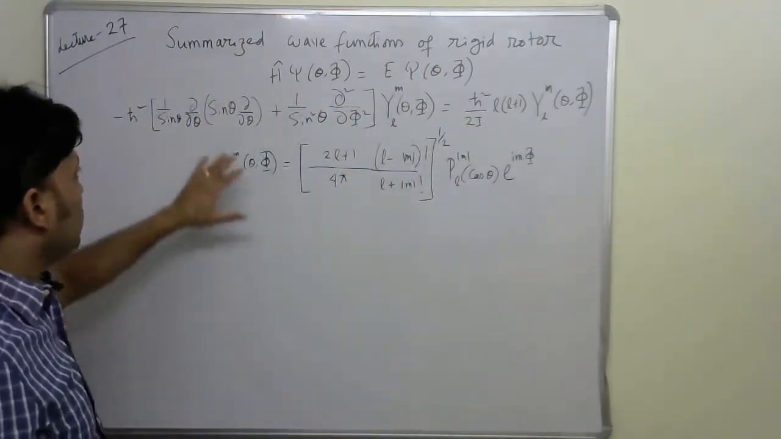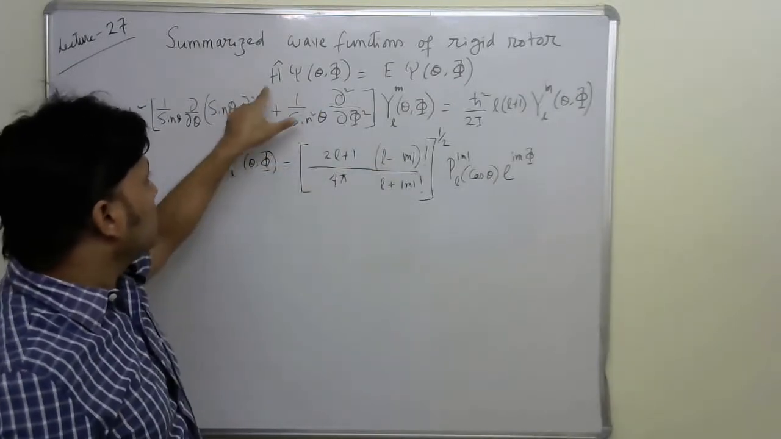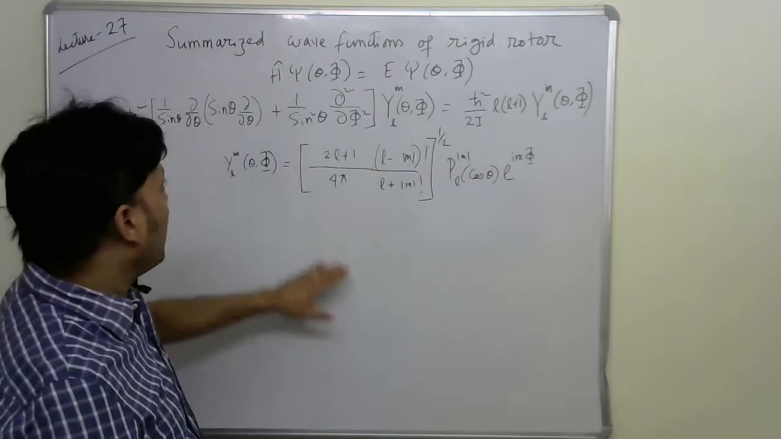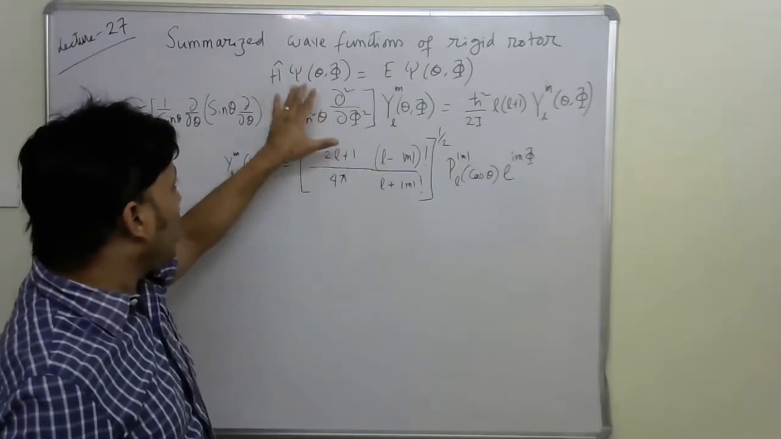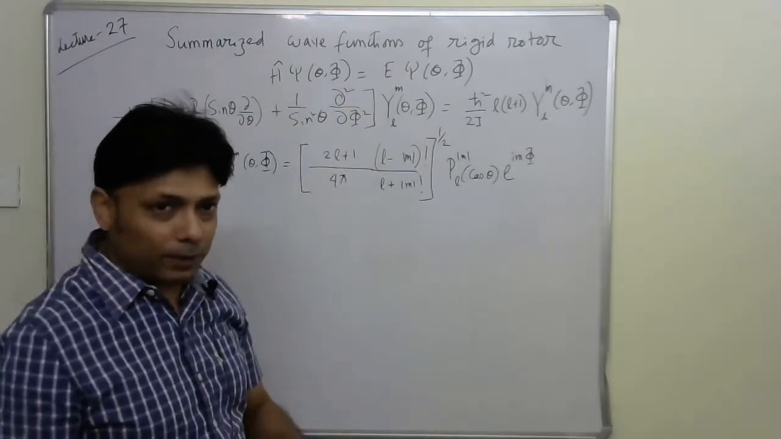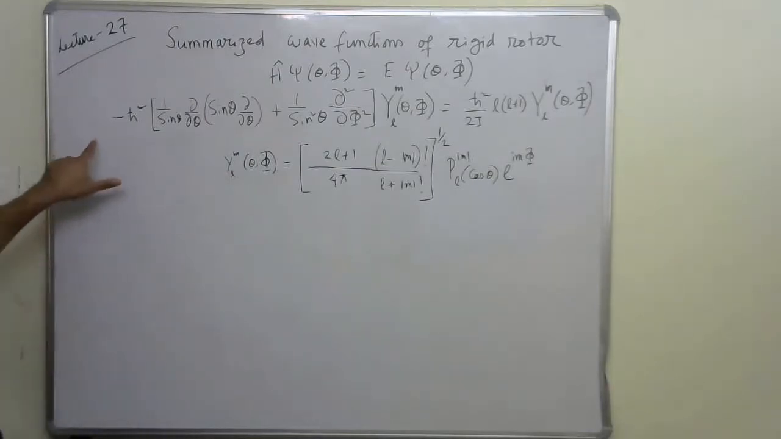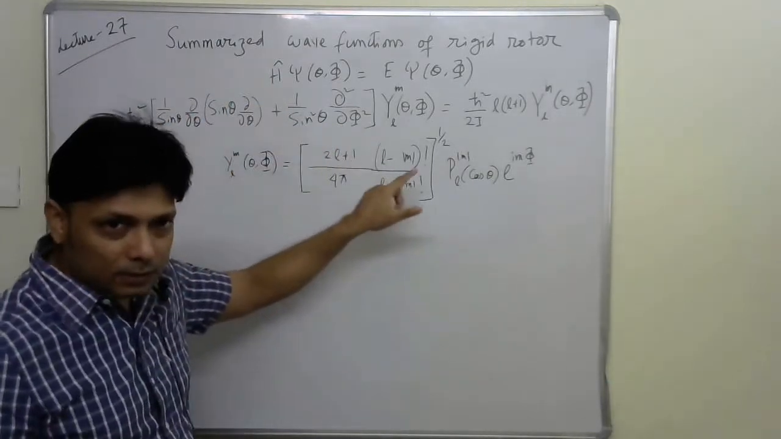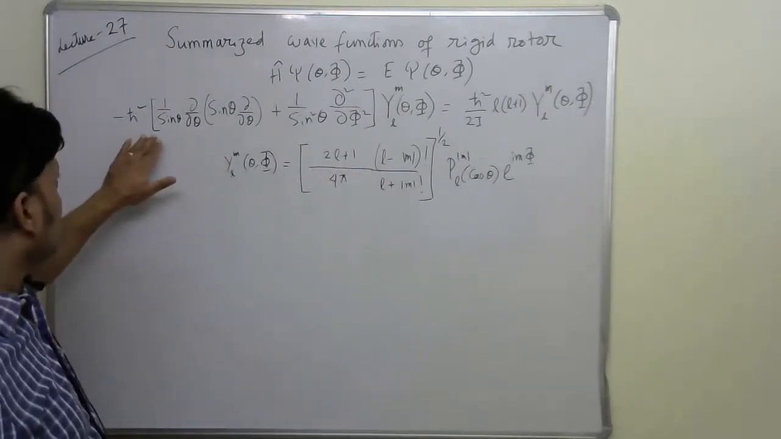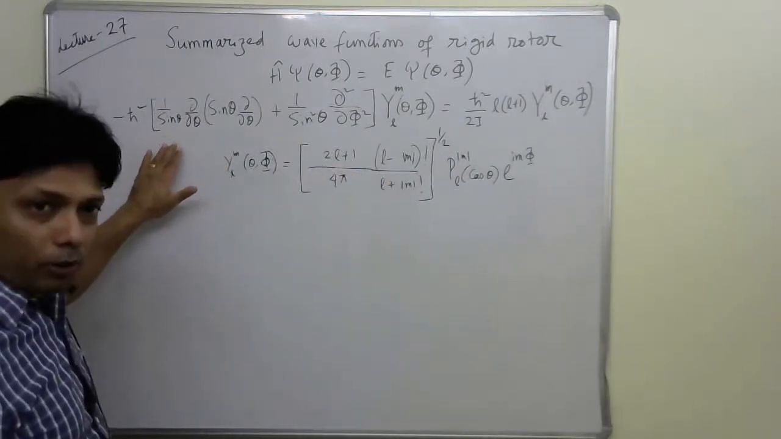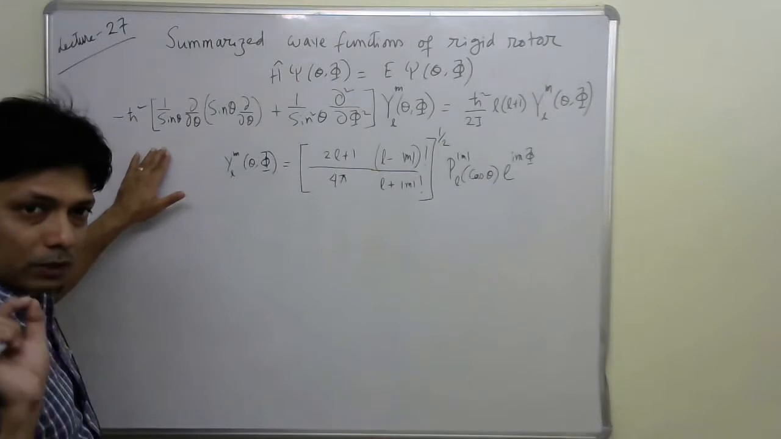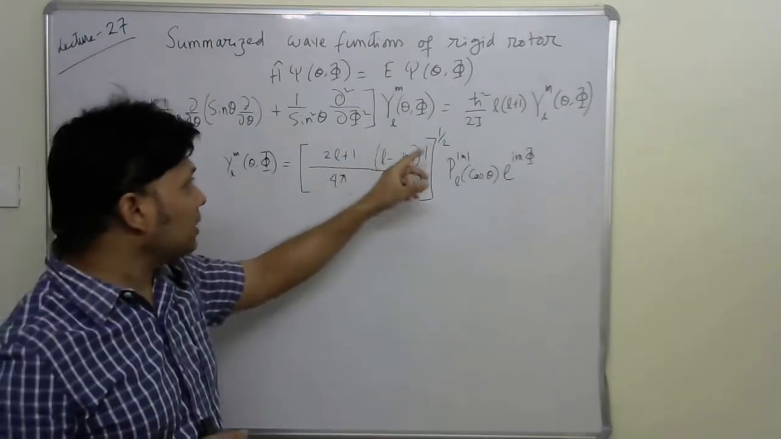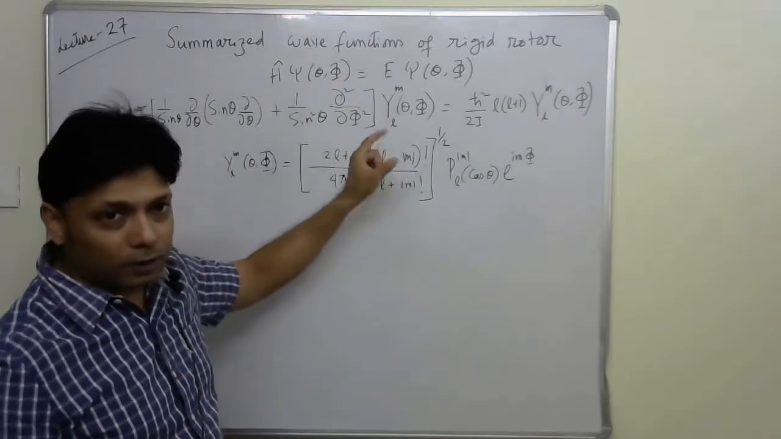Okay, so we started with this Schrodinger equation, H psi is equal to E psi, and we understood that the psi is a function of theta and phi, and then we expressed the Hamiltonian operator like this. So this is basically the Laplacian operator in polar form with constant r. Okay, so this is getting operated on psi theta phi.